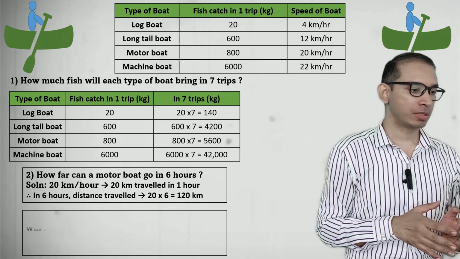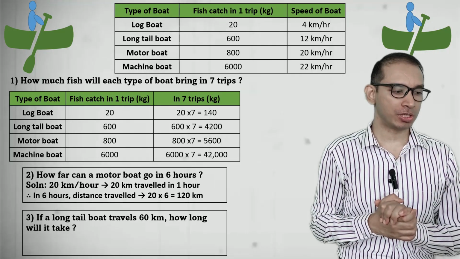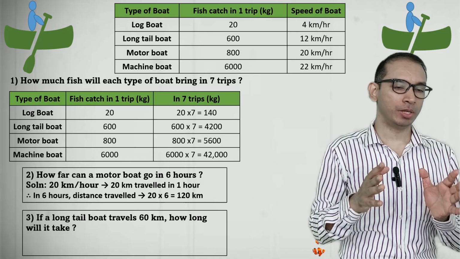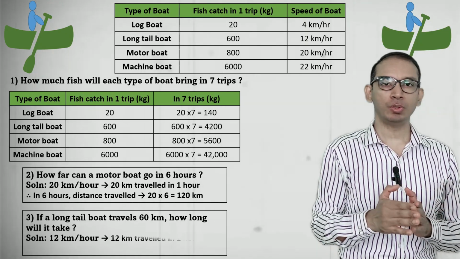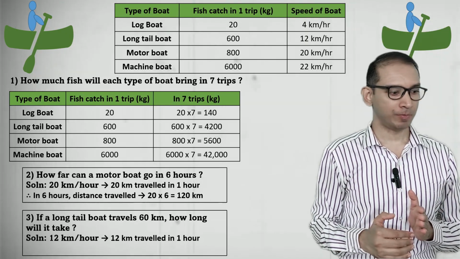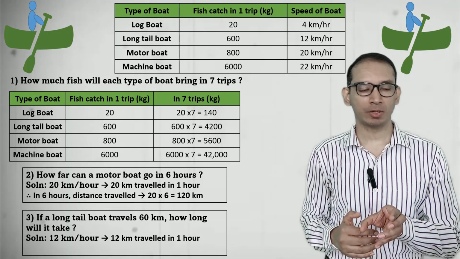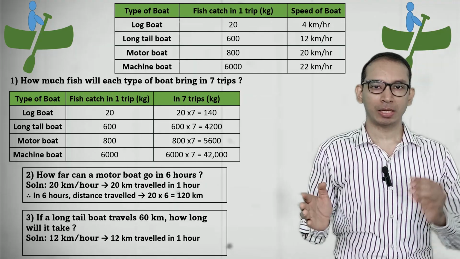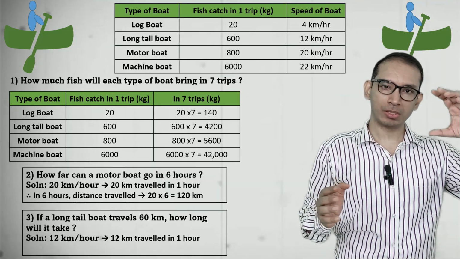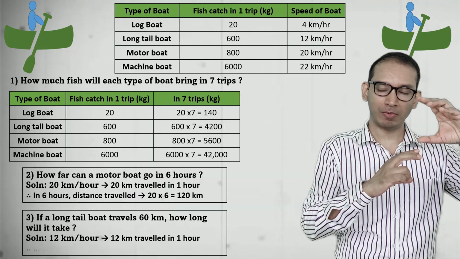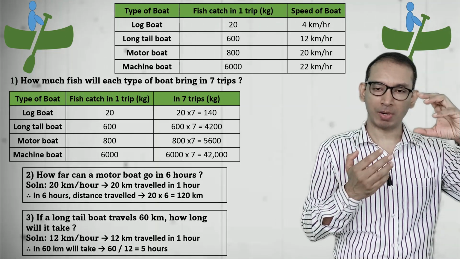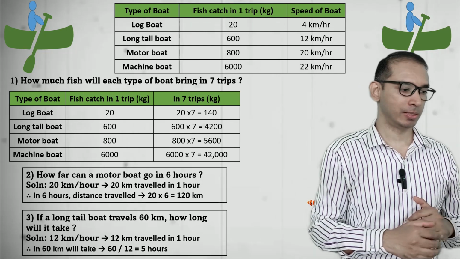So the third question is, if a long tail boat travels 60 kilometers, how long will it take? So we're going to take the more intuitive approach. Speed we know is 12 kilometers per hour. So if it travels 12 kilometers in 1 hour and it has traveled a total distance of 60 kilometers, that means the total distance divided by the speed at which it is traveling per hour gives us the total duration. 60 divided by 12 is 5 hours.